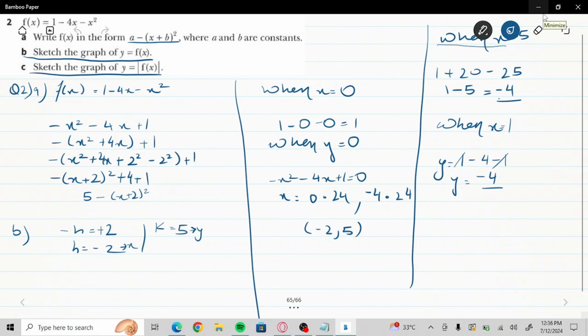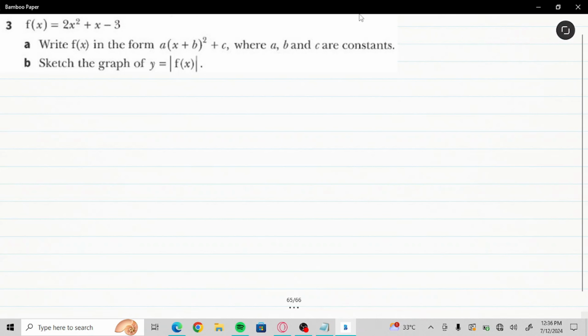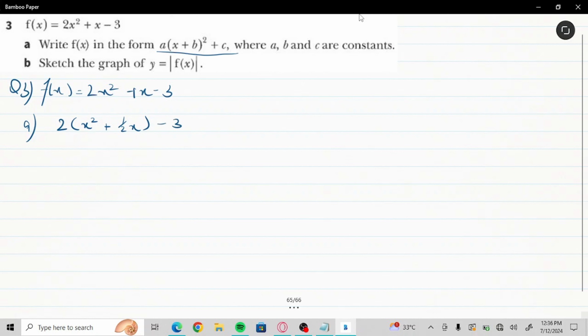So proceeding to question 3. For question 3, they have again given us a function f(x) = 2x squared plus x minus 3. We have to write f(x) in this form, where a, b, and c are constants, meaning they are numbers. So again, the first step is to make the coefficient of x squared 1. So x squared plus 1 upon 2x. Again, you have to compromise, but you have to make the coefficient of x squared 1. Minus 3, because it's not important to take 3 into consideration for now.